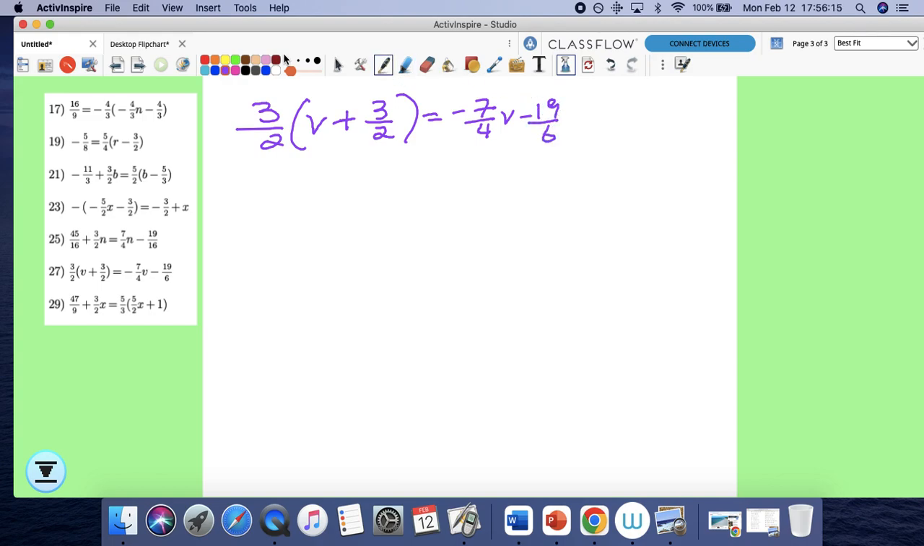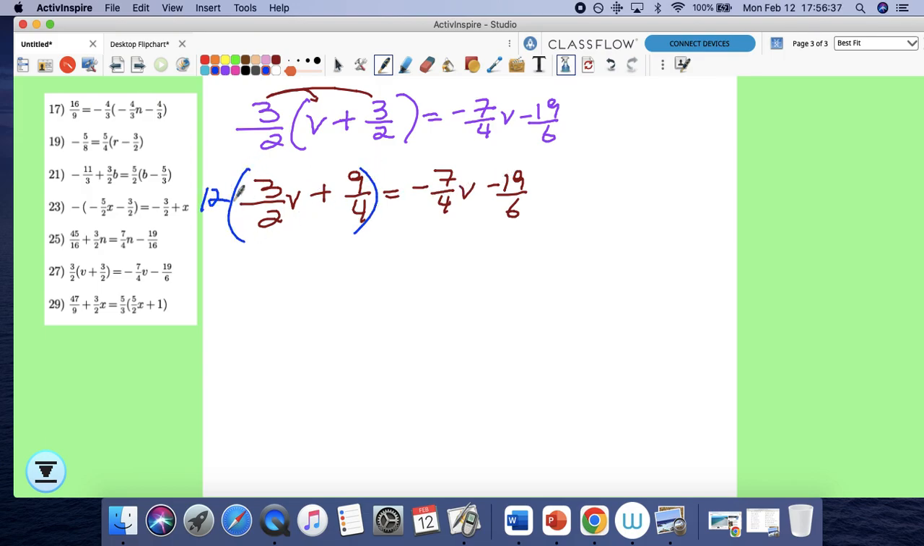Okay, distributive property. I get 3 over 2 v plus, distributive property, 3 times 3 is 9 over 4. Negative 7 over 4 v minus 19 over 6. Okay, I think I copied them correctly. Now I multiply everything by 12. Is that what I did before? Looks like it.